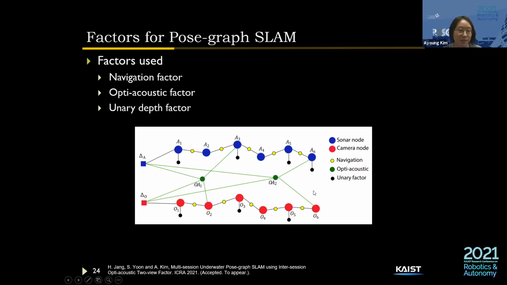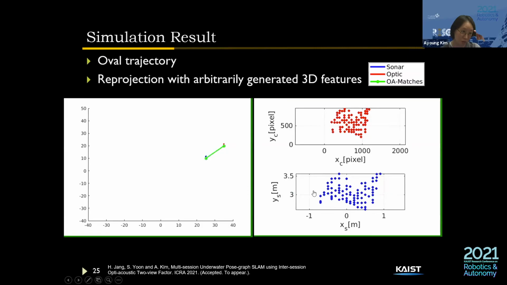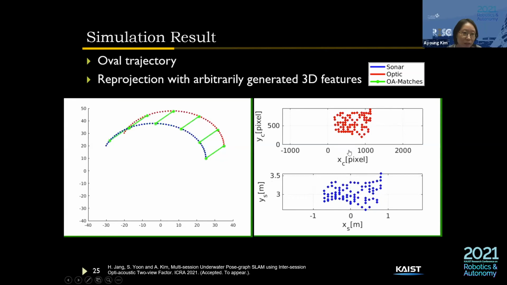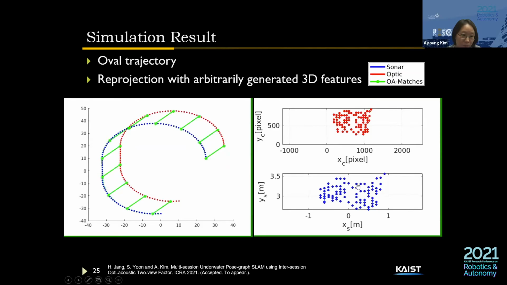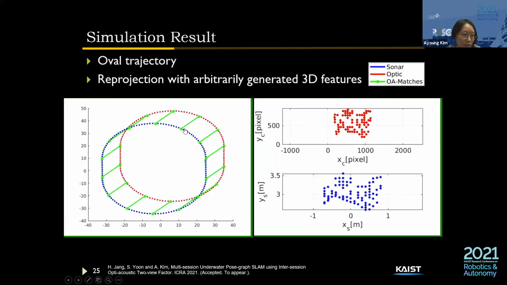So let me go to the results. We first tried a simulation, a very simple oval trajectory shape, and generated feature matching, to see if our mathematical model is robust enough for making the registration. So this is kind of too straightforward. This is simulation. So we will get to the more important aspect.